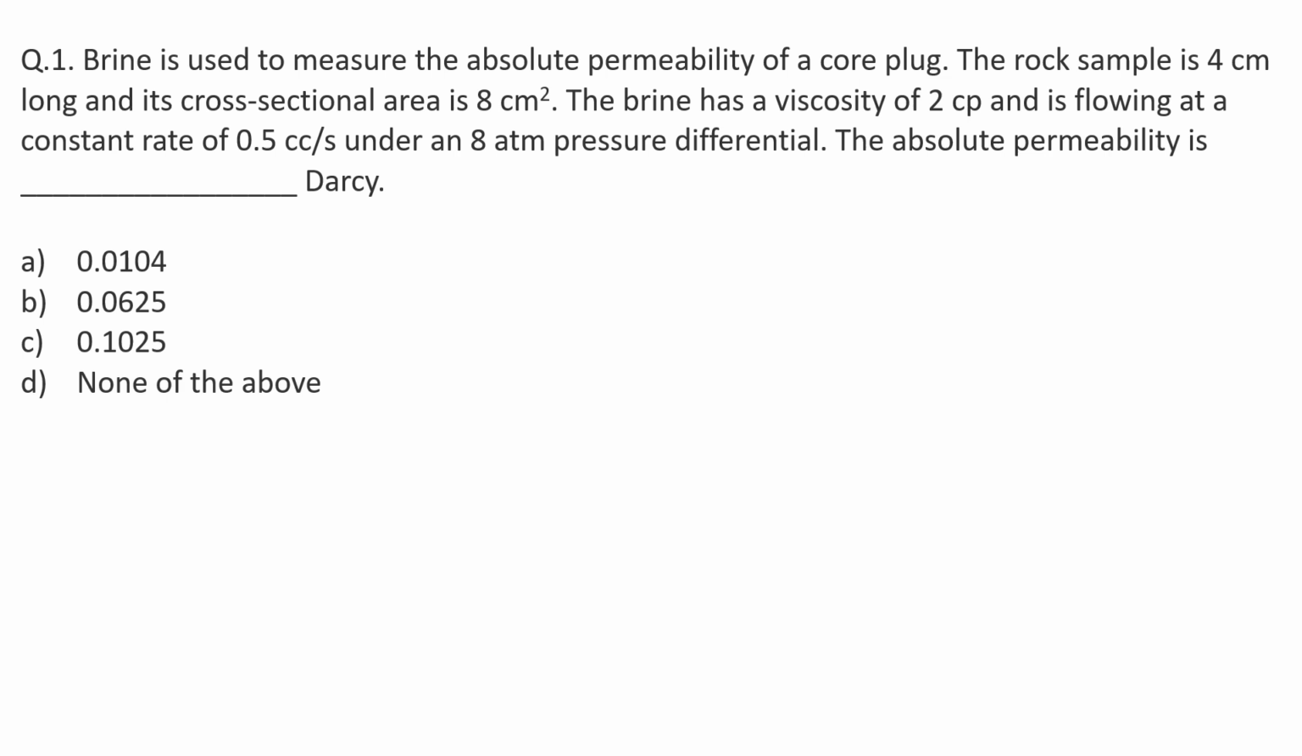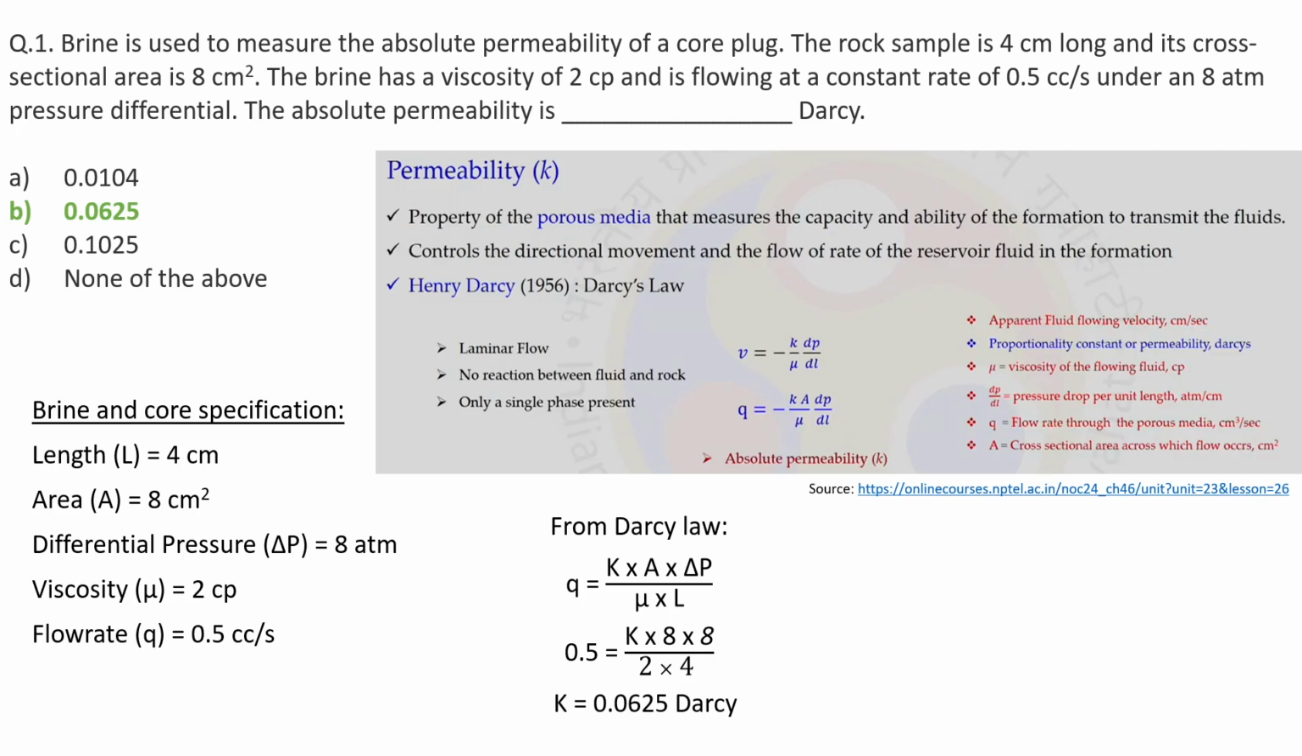No. Okay, so whenever they ask to find out the permeability, we have to refer to the Darcy law. So, as sir taught in the class, permeability controls the directional movement and the flow rate of the fluid in a reservoir. So, to find out the flow, we can use the Darcy law. Darcy law has some assumptions that it is only applicable when there is a laminar flow, no reaction between the fluid and the rock, and only a single phase is present.